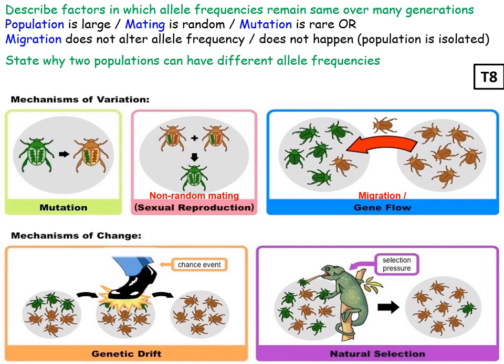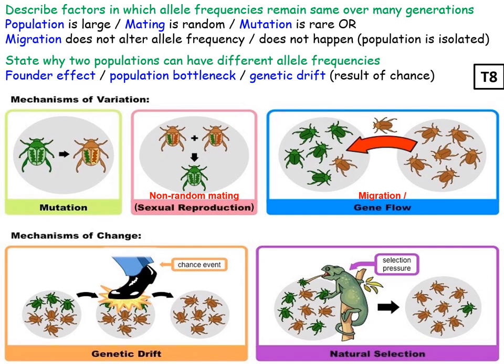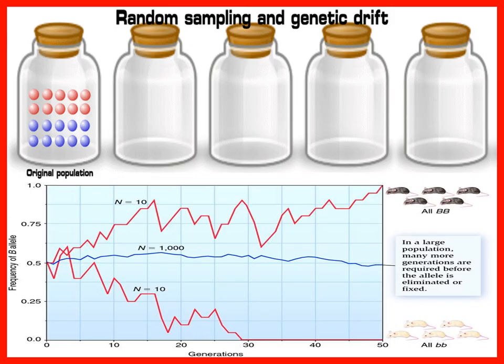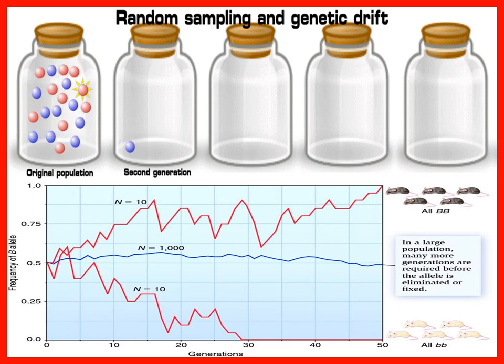Likewise, two populations can have different allele frequencies. So why would two different populations have different allele frequencies in the first place? This could be due to founder effect, which we'll discuss later on, population bottleneck, and genetic drift, which is a result of chance. So let's look at genetic drift.